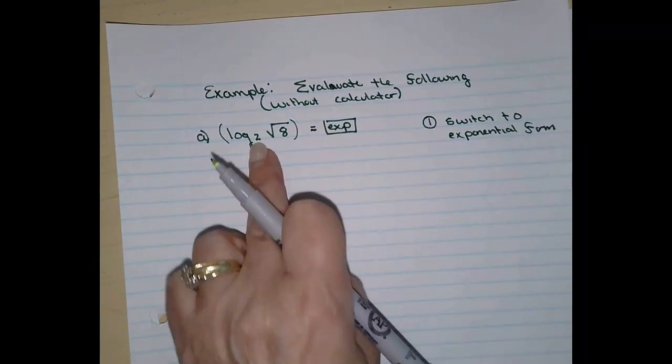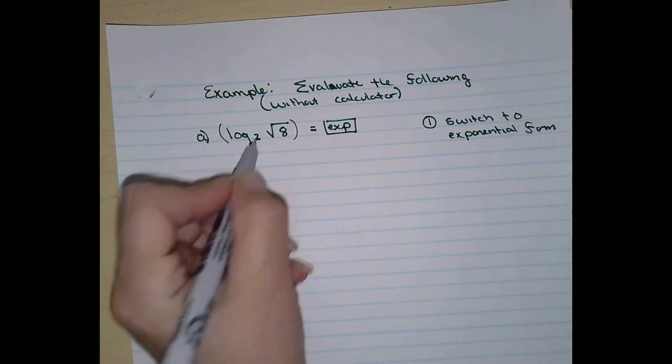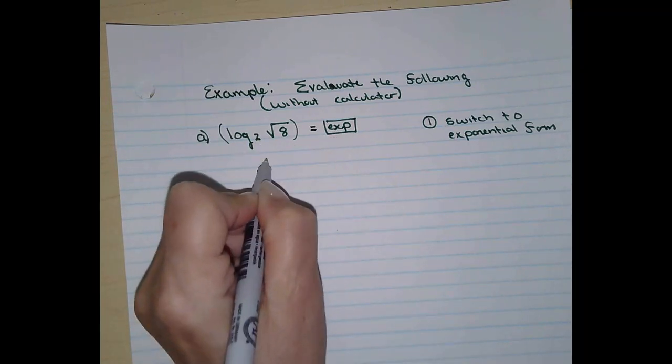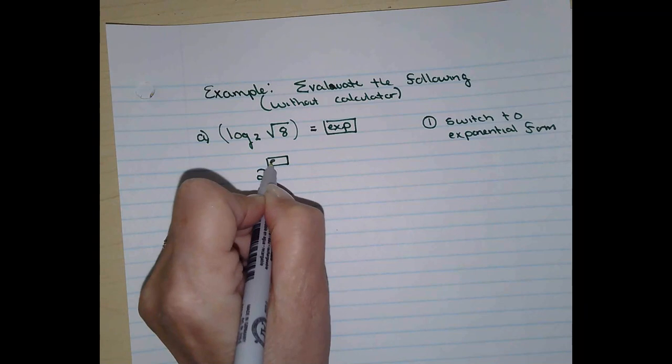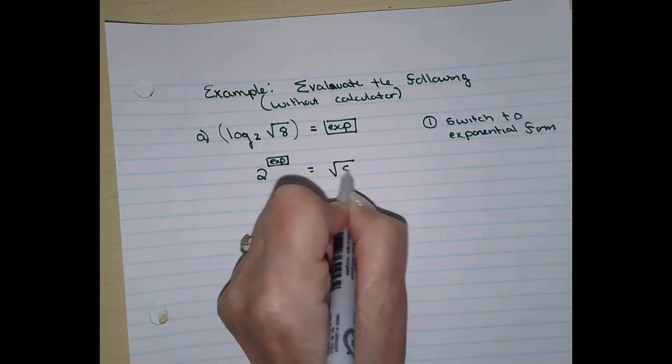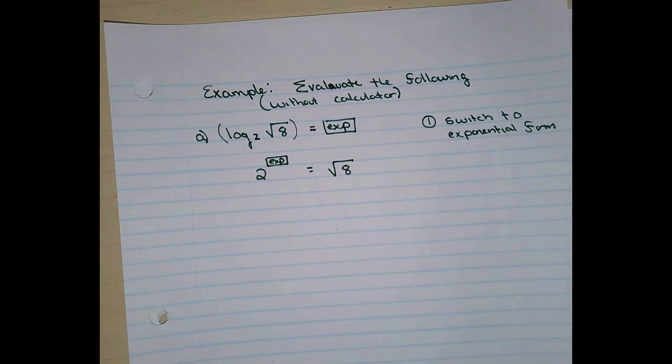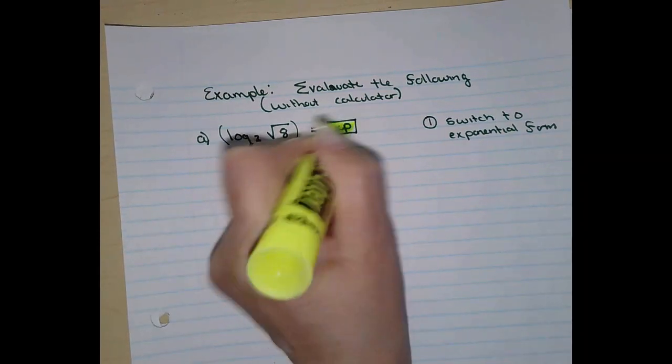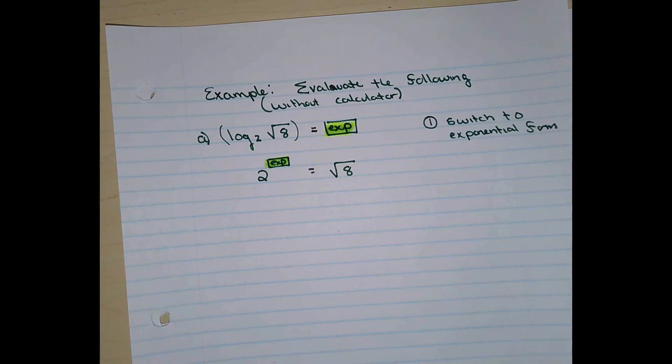Okay, that's the first thing you're going to do. So that means 2 to this exponent that I'm looking for, which is going to be my answer, is equal to root 8. Right? This number is what I'm looking for. But I also know this number is the exponent on that 2.